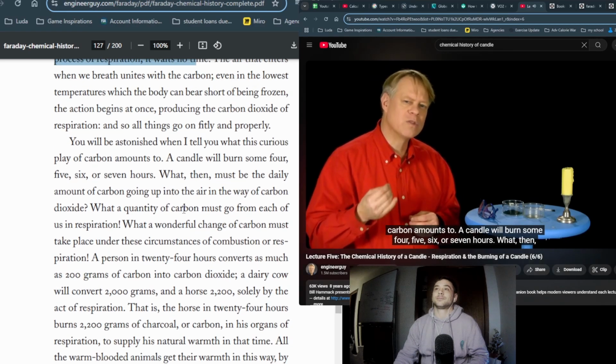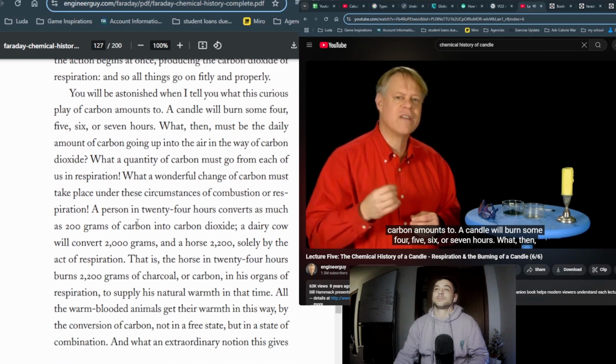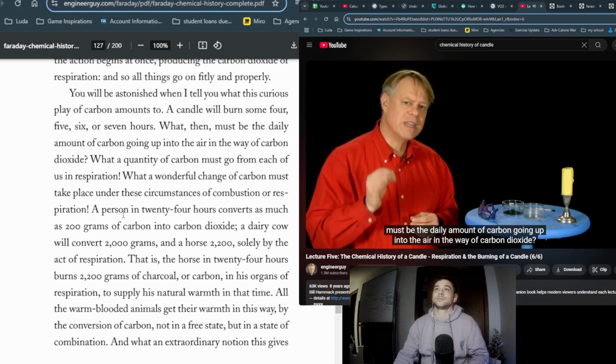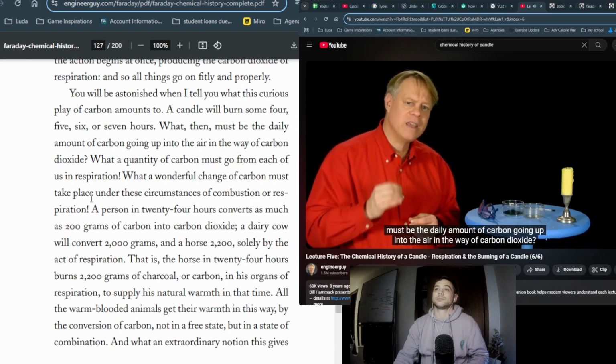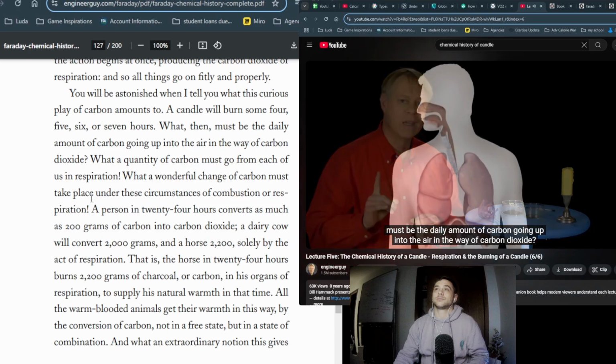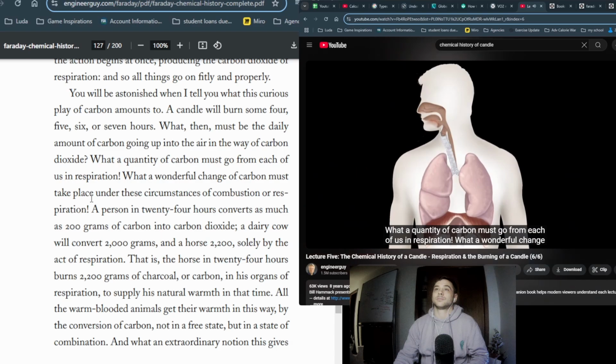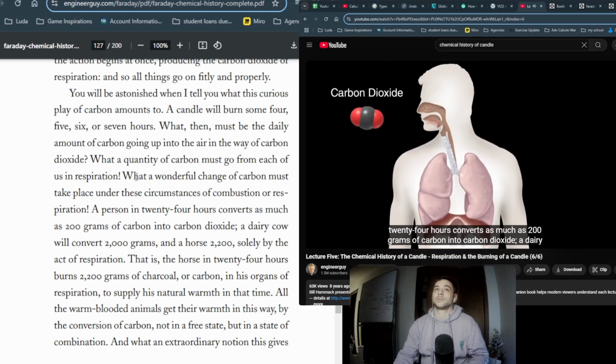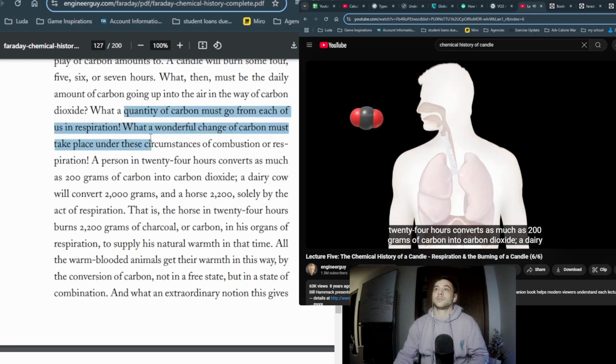A candle will burn some 4, 5, 6, or 7 hours. What then must be the daily amount of carbon going up into the air in the way of carbon dioxide? What a quantity of carbon must go from each of us in respiration. What a wonderful change of carbon must take place under these circumstances of combustion or respiration. A person in 24 hours converts as much as 200 grams of carbon into carbon dioxide.